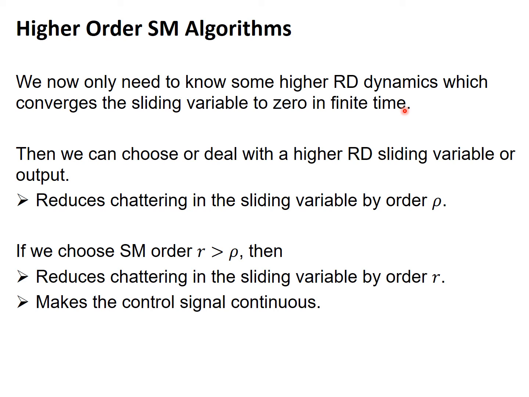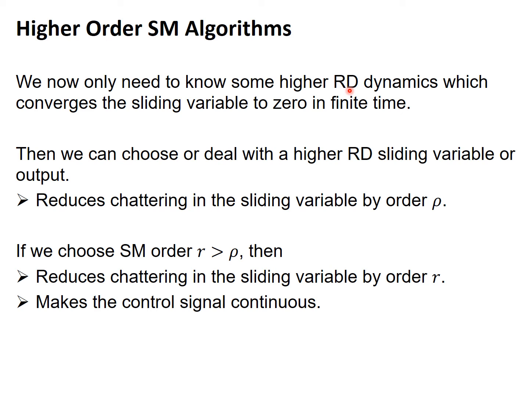So, this part remains to be known, which brings about a sliding motion that converges the sliding variable to 0 in finite time. Suppose we want to make the relative degree of the sliding variable some rho, then what must we have with us?